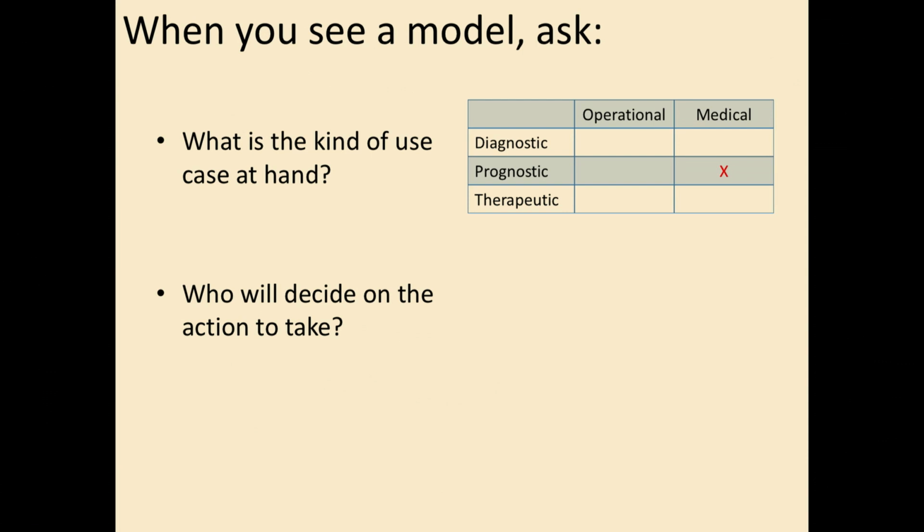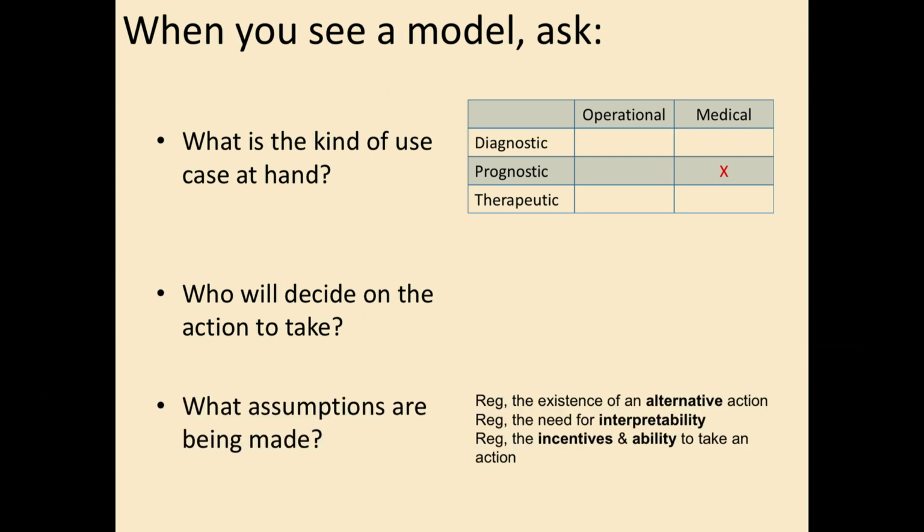Figure out who is going to take the action. Who will decide? Is it a human? In this case, a palliative care physician will decide on the follow-up action, and the follow-up action is having a conversation with the treating doctor. And what assumptions are being made about the existence of an alternative action, the need for interpretability? In this case, there's no need for interpretability, actually. As long as it's right, it's good enough.